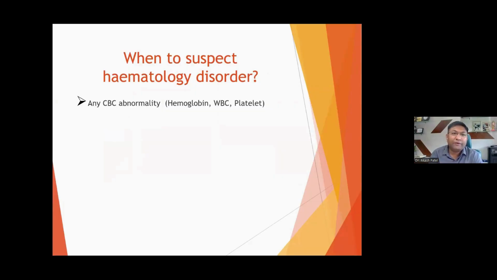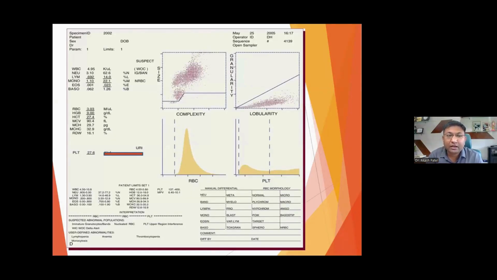So when to check the CBC report? When we have this type of clinical history and examination, the main important thing is CBC abnormality. There are three parameters we all know: hemoglobin, WBC, and platelets. Apart from these three, there are many other factors we can keep in mind.